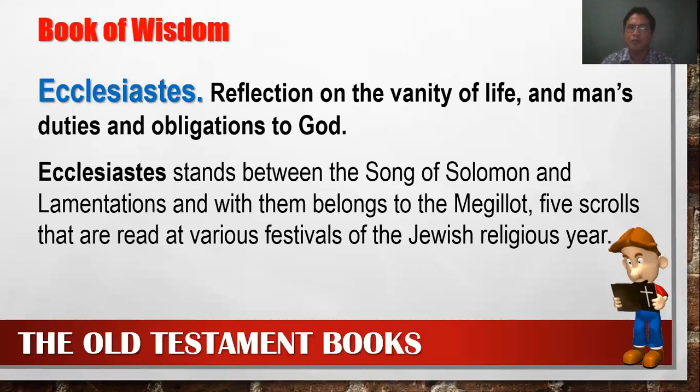The book of Ecclesiastes. This book is a reflection on the vanity of life and man's duties and obligations to God. Ecclesiastes stands between the Song of Solomon and Lamentations, and with them belongs to the Megillot, the five scrolls that are read at various festivals of the Jewish religious year.